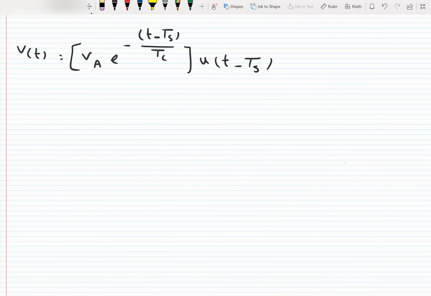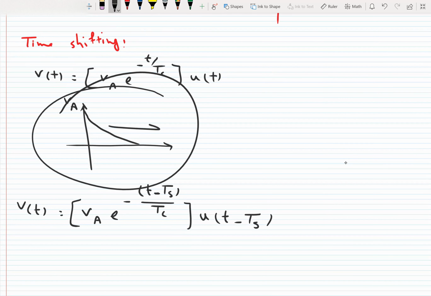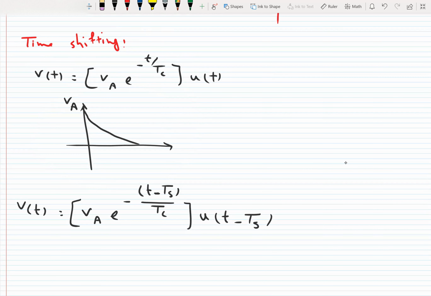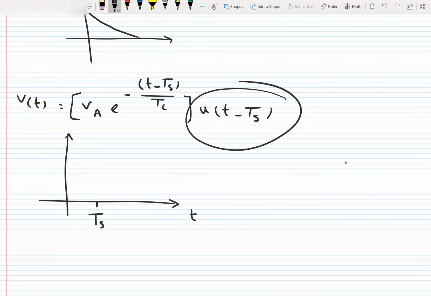If we plot this signal, the signal will be the same signal we have here, but shifted to the right by the value of Ts. Okay, so let's graph this signal. Here we have time, and the signal starts from Ts. Why does the signal start from Ts? Because we have u of t minus Ts.